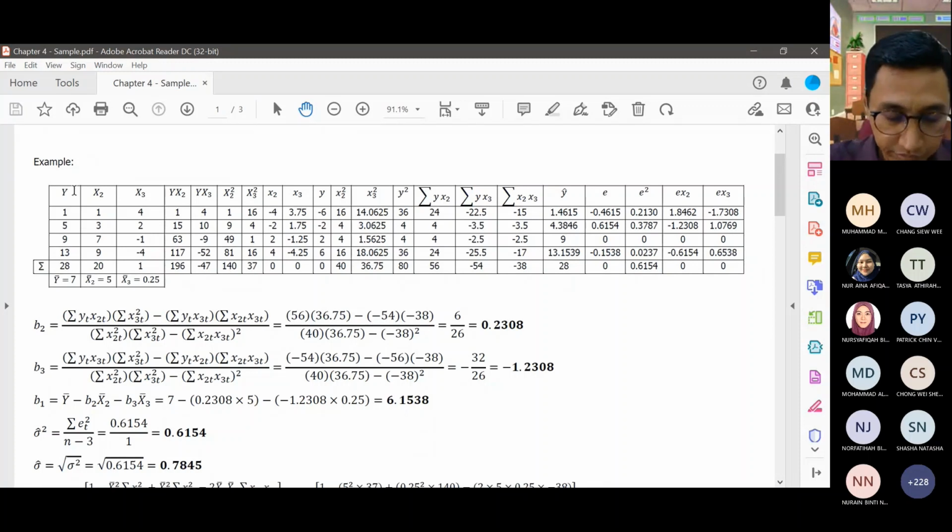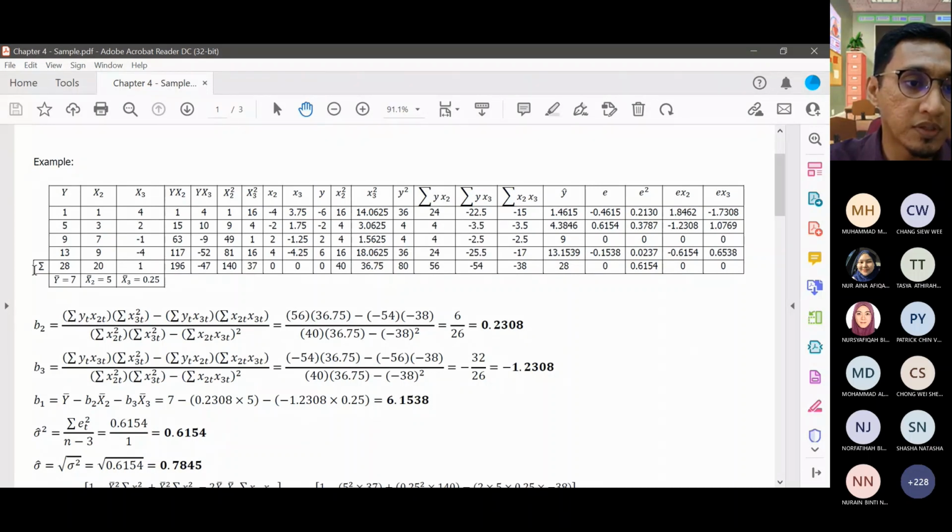So 1, 5, 9, 13 are the values for y, while 1, 3, 7, 9 are the values for x2, and 4, 2, negative 1, and negative 4 are the values for x3. So 1, 5, 9, 13 are the values for y for a given value of x2 and x3, which means that when x2 is 1 and x3 is 4, y is 1. When x2 is 3 and x3 is 2, y is 5. When x2 and x3 are 7 and negative 1, y is 9. And when x2 and x3 are 9 and negative 4 respectively, y is 13.